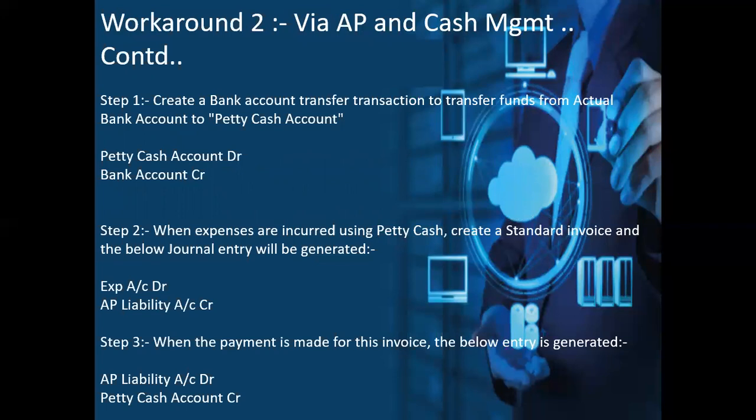And as far as recording of the transactions is concerned, the first step would be, whenever you withdraw the cash and give it to the petty cashier, you need to do a bank account transfer transaction within the system. And whenever you perform your bank account transfer, the destination bank account, which is the petty cash account, will be debited, and the source bank account where you're picking up the funds will be credited. So your petty cash account is debited and your bank account is credited.